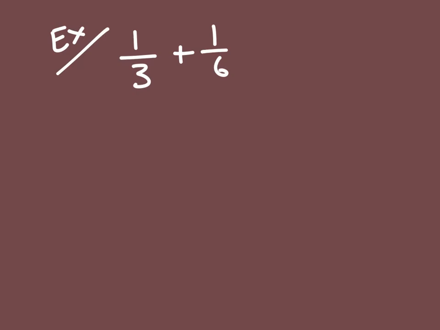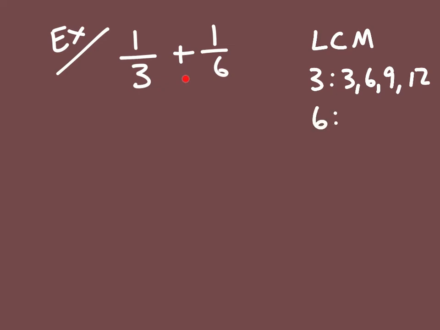Okay, so I want to look at an example where we don't have common denominators. And what do we do in order to get a common denominator? We want to look for what's called the LCM, our least common multiple. So if I look at the multiples of 3, that's going to be 3, 6, 9, and 12. The multiples of 6 are going to be 6, 12, 18, and so on and so forth.